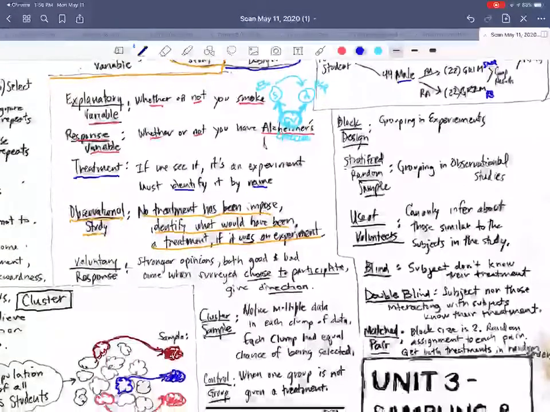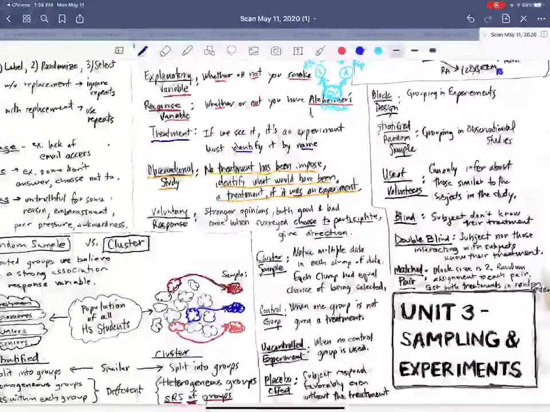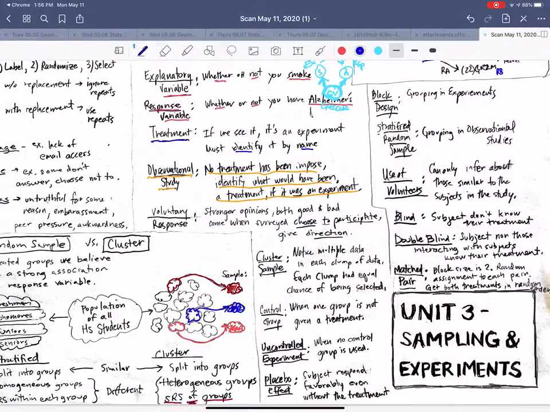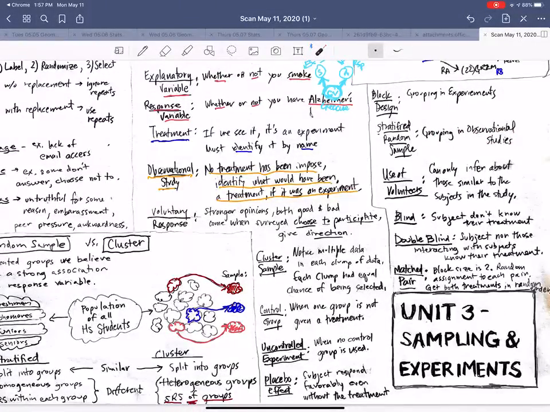Now let's just wrap it up with these last few words that I think were important anyway. We've said a couple of words multiple times. Block design is when you do grouping in an experiment, and a stratified random sample is when you do grouping in a sampling study.